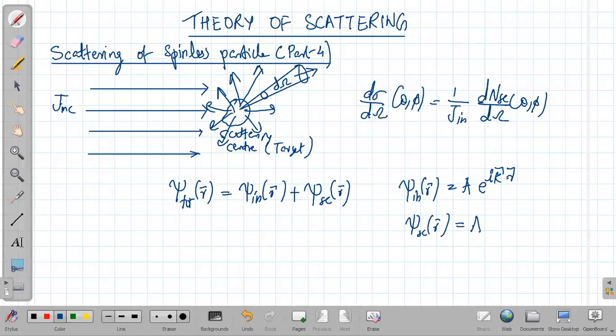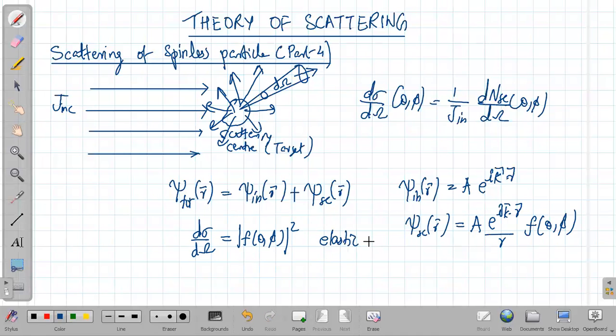So therefore, it can take the form e raised to i k r by r, and there will be some angular dependence, which we can denote by the symbol f of theta phi. This f of theta phi is called the scattering amplitude, and we have shown that this differential scattering cross section d sigma by d omega can take the form modulus of f of theta phi squared in case of elastic scattering for spinless particle. Okay, so this is what we have discussed till now.